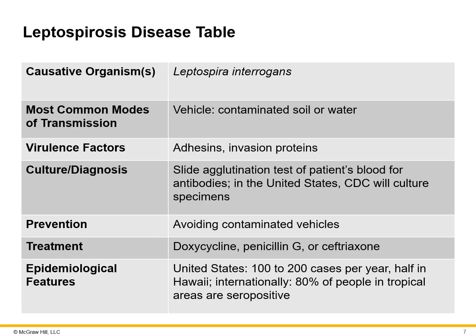If we look at this leptospirosis table, Leptospira interrogans is transmitted by a vehicle, so contaminated soil or water. Those virulence factors include adhesins or invasive proteins. It can be prevented by avoiding those contaminated vehicles and then treated with antibiotics.